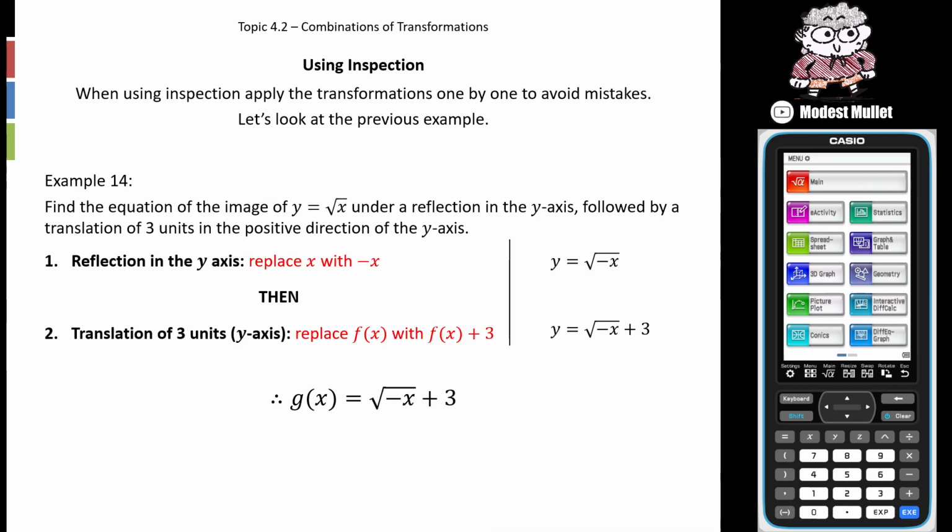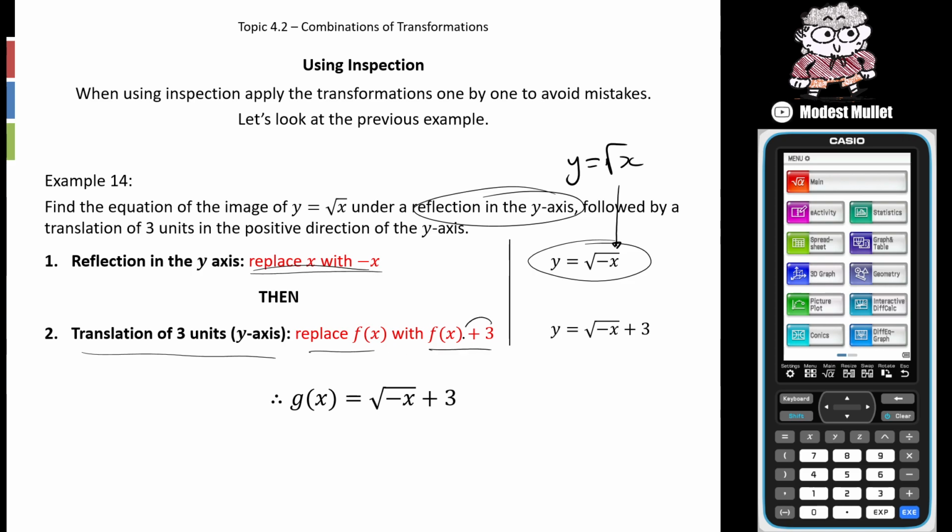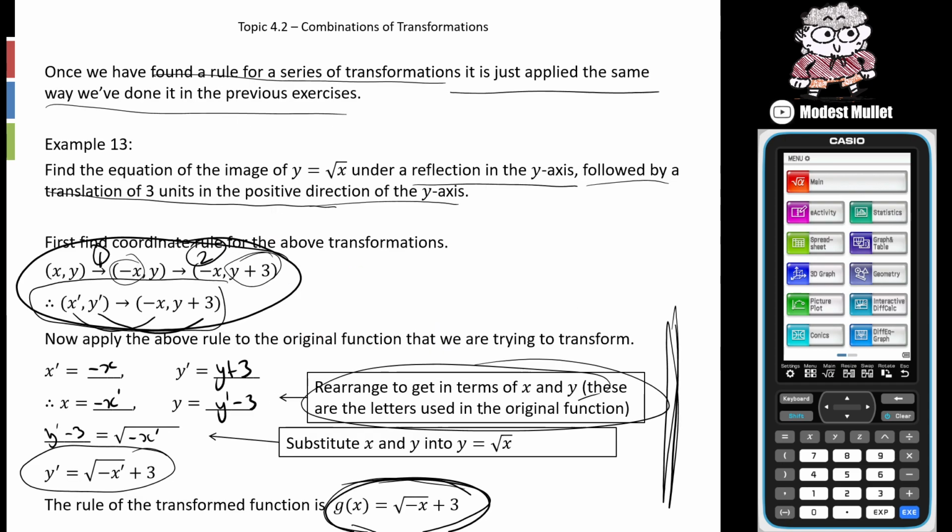If we want to do that same problem with inspection, or our function form, it's just by looking at the equation and asking what happens. If we reflect in the y-axis, we know that we replace x with negative x, and that's what we're told to do first. So we do that replacement first. We started with y equals square root x, replace x with negative x, and then if we translate 3 units in the y-axis, we replace f of x with f of x plus 3, or you could think of it as sticking plus 3 on the end. We put plus 3 on the end, and we get the same equation.